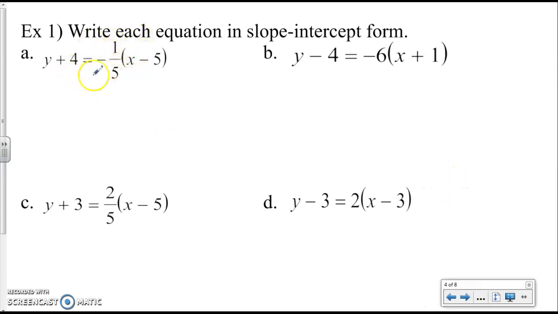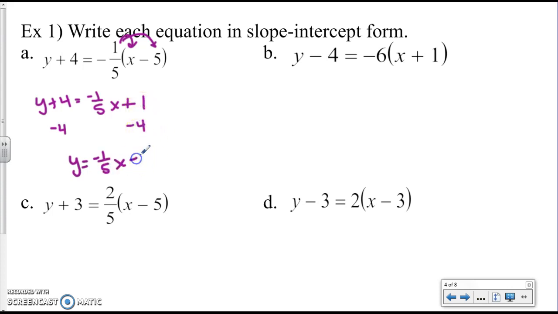Okay, so all I'm going to do is get rid of my parentheses by distributing the negative 1/5 through. So I have y plus 4 equals negative 1/5 x, and then negative 1/5 times negative 5 gives me a positive 1. Not sure? Check it in your calculator. So there's my first step. Second step is to actually solve for y. So I'm going to subtract 4 from both sides. So I'm going to do y equals negative 1/5 x, and then 1 minus 4 gives me negative 3. So my final answer here is in slope intercept form. So we're good.